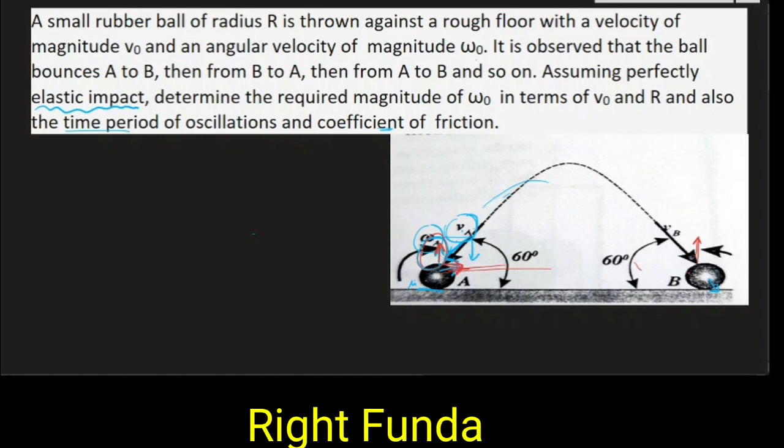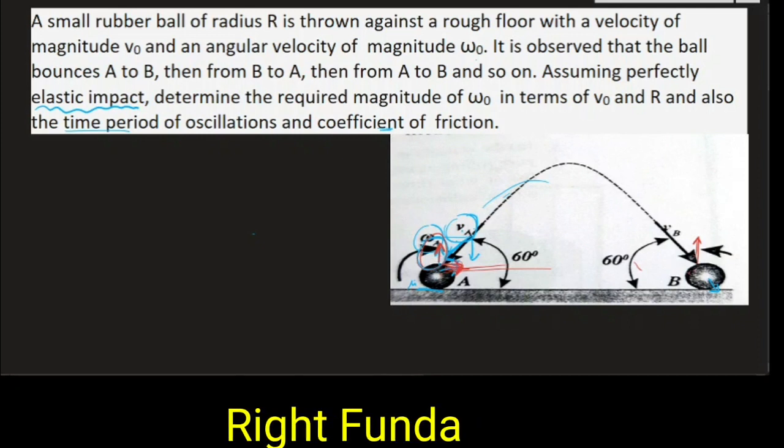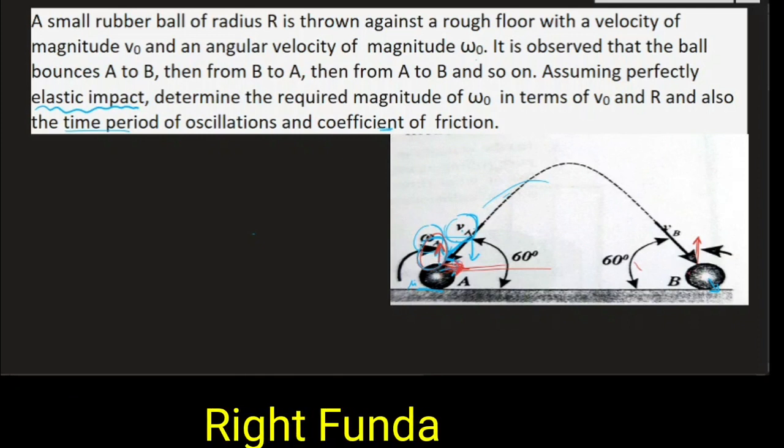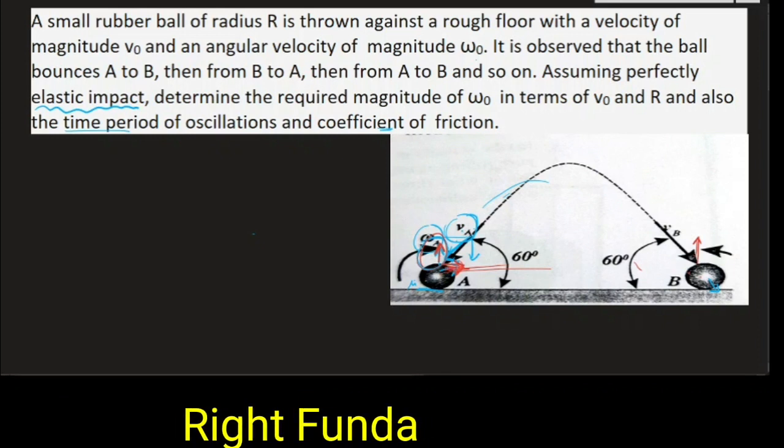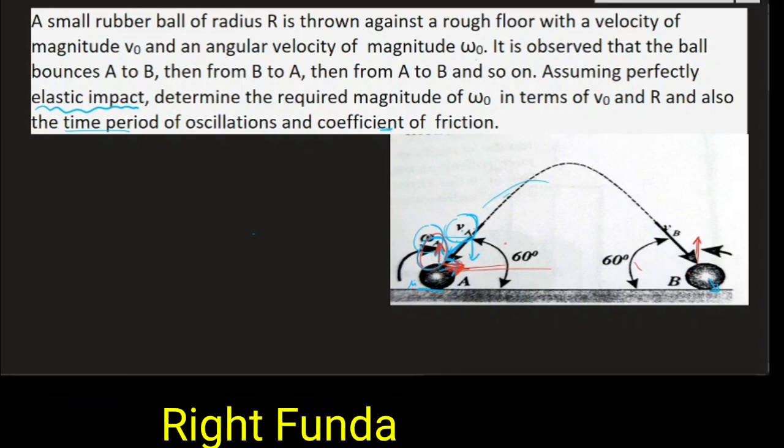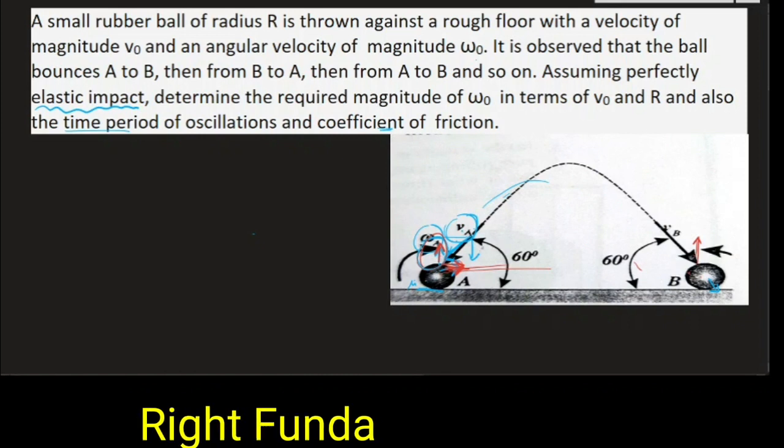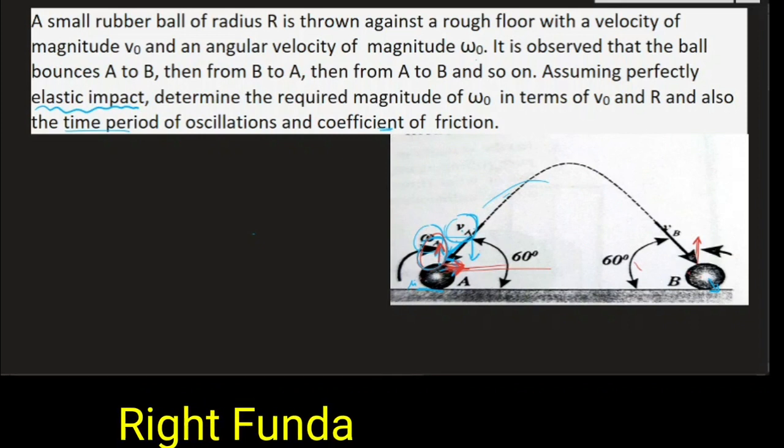So this horizontal component velocity also must be the same here and here, and at every successive collision the horizontal component again becomes the same as the previous one. Okay, so these are the two things we got.